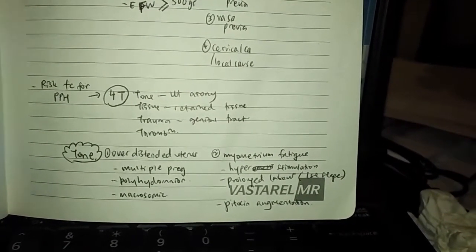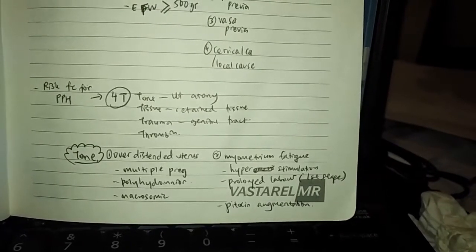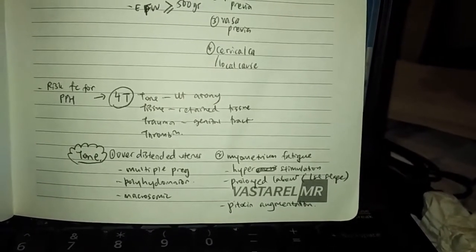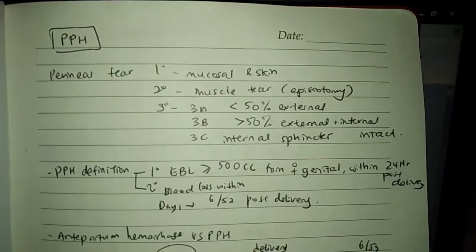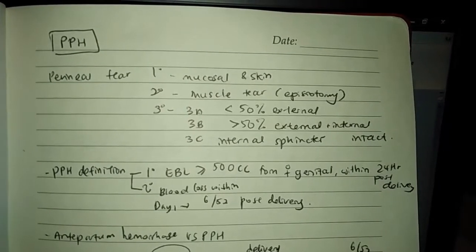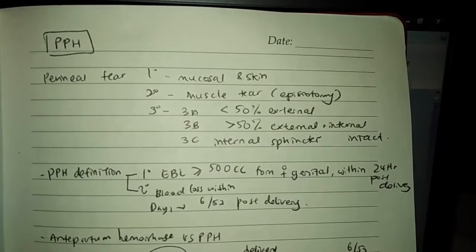Okay, tissue. The next risk factor, T, tissue. Retained tissue in the uterus can cause PPH. Third, T is trauma, genital tract trauma. Perineal tear is divided into first degree, second degree, and third degree tear.